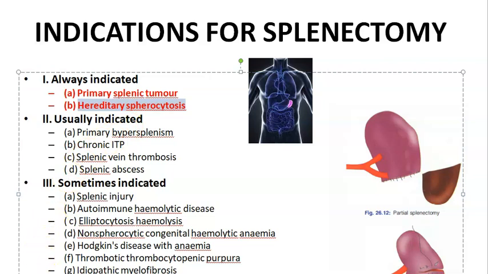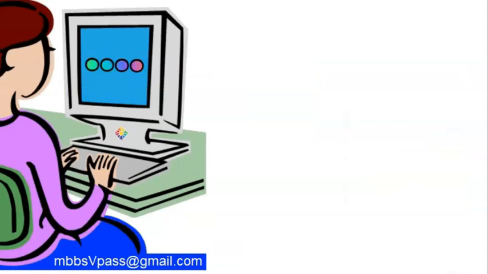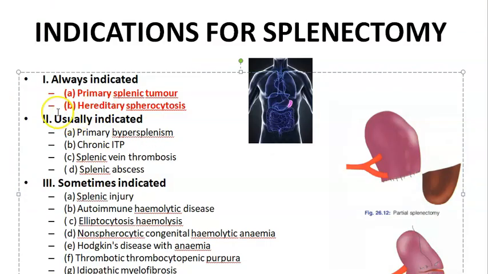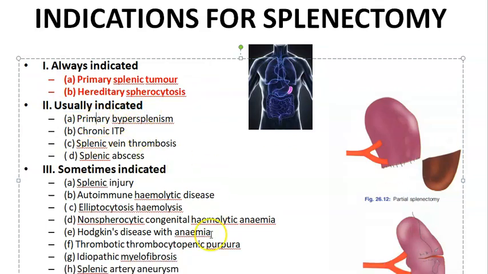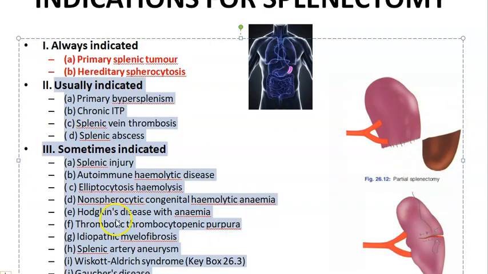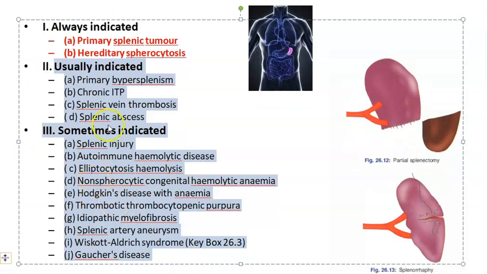Okay. So you understood the two always indicated indications of splenectomy. As a surgeon, say, come on, I will remove the spleen. Yes, when there is hereditary spherocytosis. Yes, the other one, when there is splenic tumor, primary splenic tumor. Very good. Now, usually indicated. Everything else is for us usual only. Okay. This entire list we'll learn by heart. No, we'll learn. So let us see what all we'll understand.